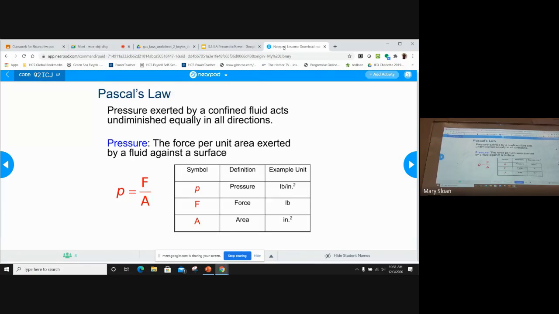Okay. So the first one that we want to talk about is Pascal's law. So when we're talking about Pascal's law, you have P, which is pressure, equals force divided by area. I would like you to write down the formula, and I also would like you to write down the data table that's on the right-hand side in your notes, please. So when we're starting to do some math, we will know what each symbol stands for, the name of it, and then the example units that we're going to use.